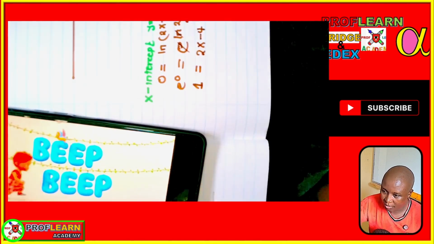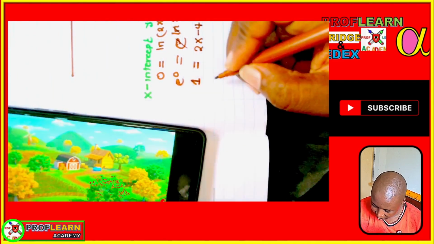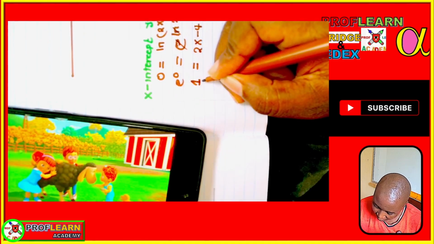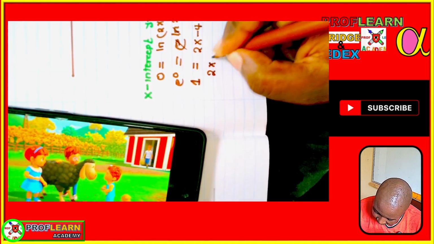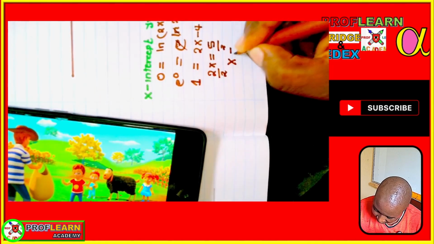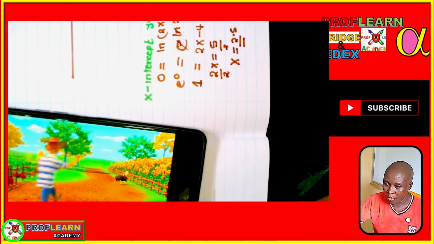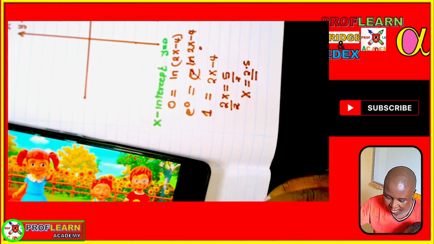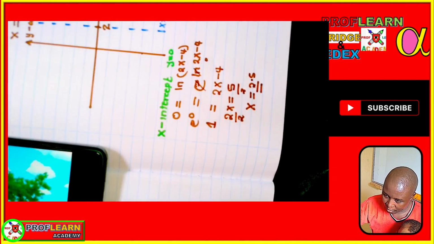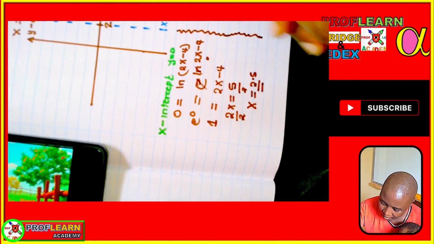So we have 1 is equal to 2x minus 4. If we take 4 to the other side, we remain with 2x is equal to 5, and dividing by 2, our x is going to be 2.5. This is our x-intercept in this case. Now we can go ahead and find our y-intercept.